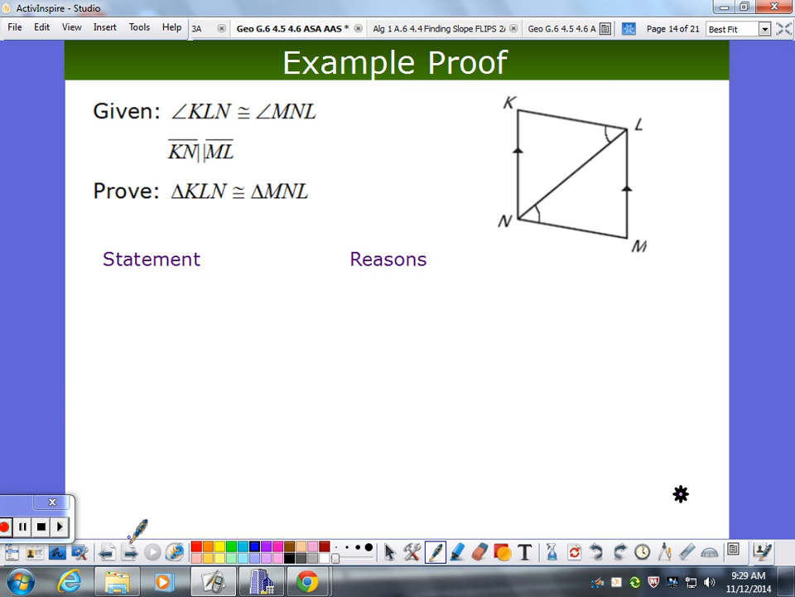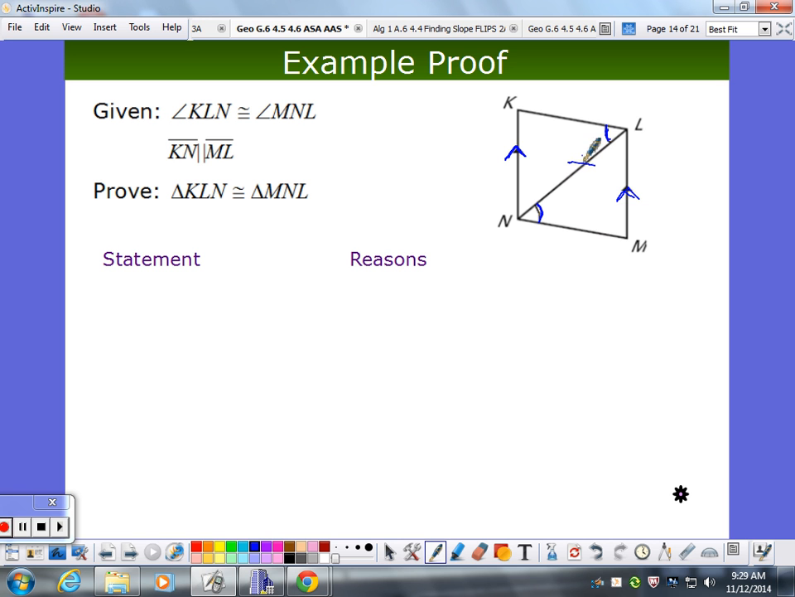All right, let's try this guy. KLN congruent to MLN. I've got to mark my diagram, so let's see. KLN, oh, look, they did it for me. I'm doing it anyway. MNL, that's here. And I also know that KN and ML are parallel. What do I want to prove? That these two triangles here are congruent.